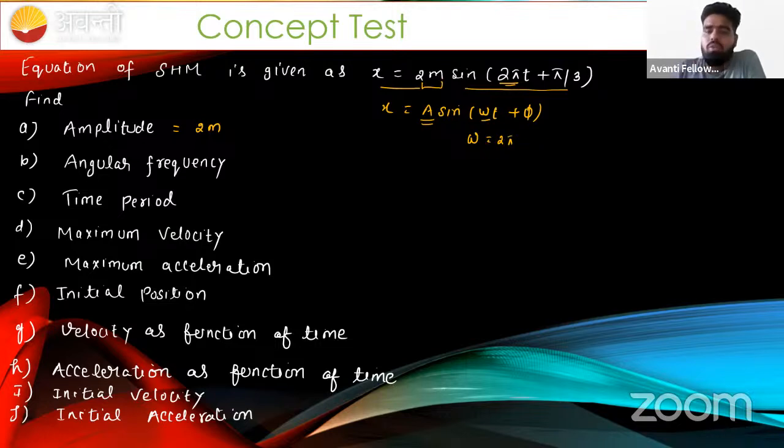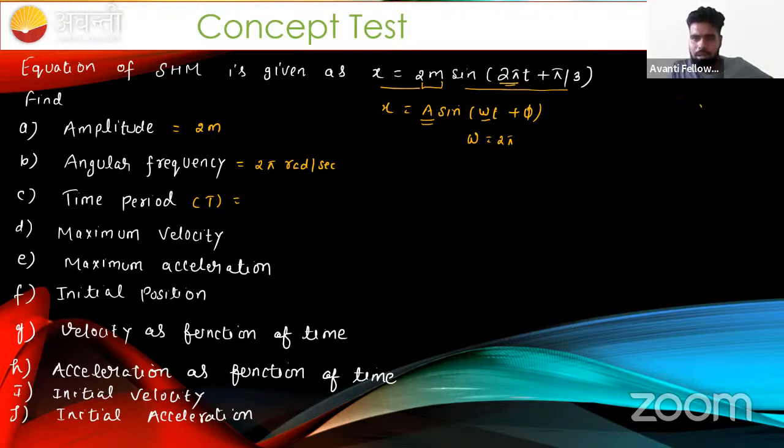What is the unit of omega? Radian per second. So what is the value of omega? 2 pi radian per second. Can anybody tell me what is the value of time period? In order to find out the time period, we must know some basic relation between the angular frequency and time period from our mechanics.